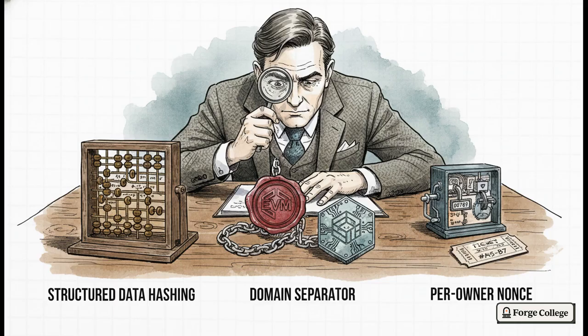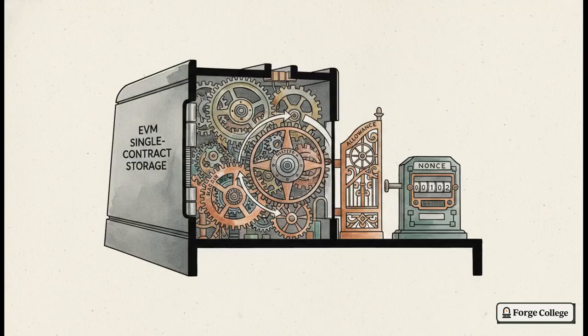Second, the domain separator. You can think of this like a wax seal that explicitly binds your signature to a specific token contract and a specific chain, so nobody can pull a fast one and reuse your signature on a completely different network. And third, a per-owner nonce. This is just a unique number that ensures your envelope can only ever be opened exactly once, totally preventing any replay attacks.